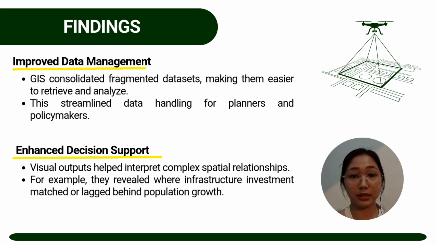Second is enhanced decision support. It was concluded that the output of GIS, like layers and maps, participates in the decision support process by providing planners with ways to look at and to think about complex spatial relationships. For instance, by overlaying road networks with demographic data, policymakers will be better able to see where infrastructure investment is needed to accommodate the increasing population.